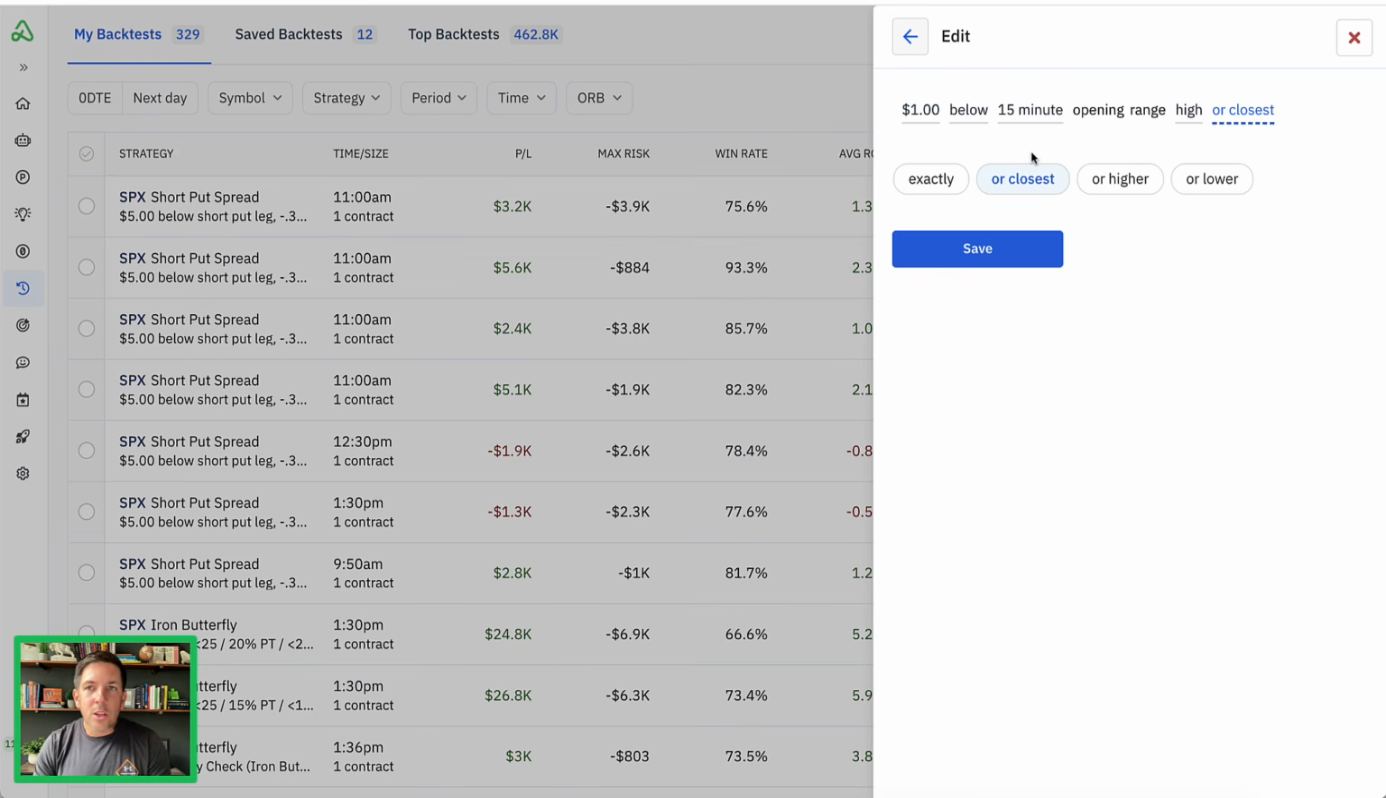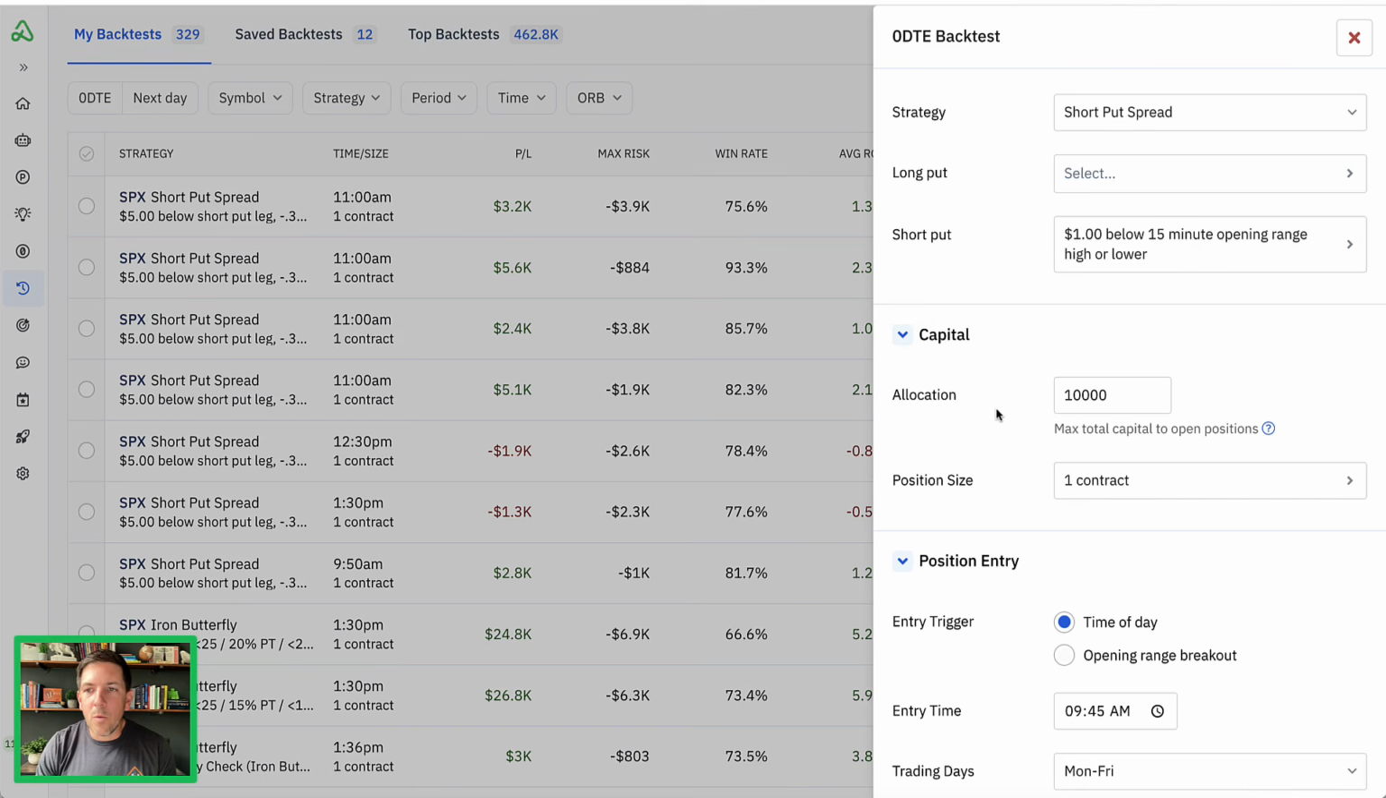We'll do the closest strike to $1 below the market, or lower. So we don't want to go any higher than that. We don't want to open a strike that's already in the money. So we'll do $1 below the 15-minute opening range high or lower, which means the high end of the range, but the lower strike that's closest.